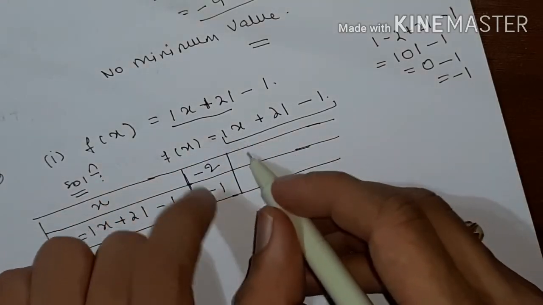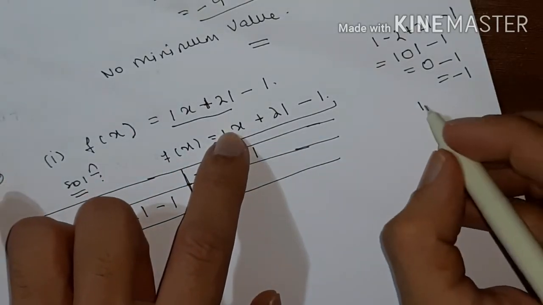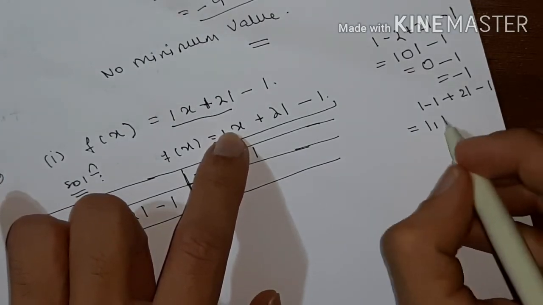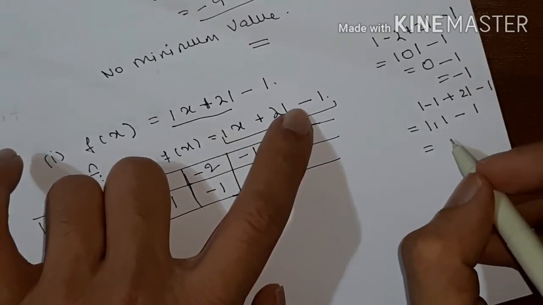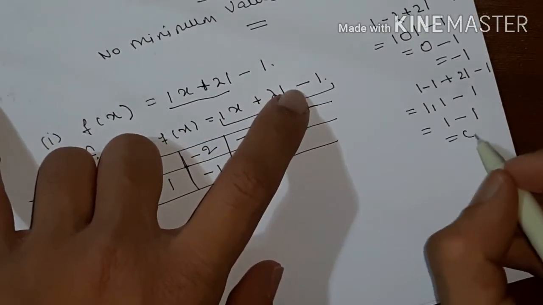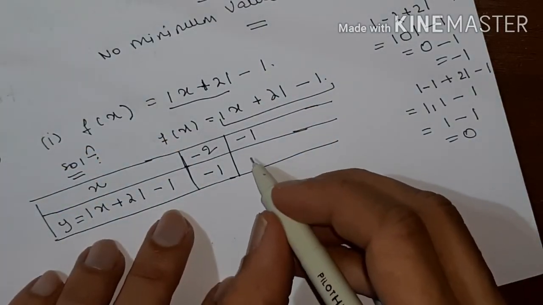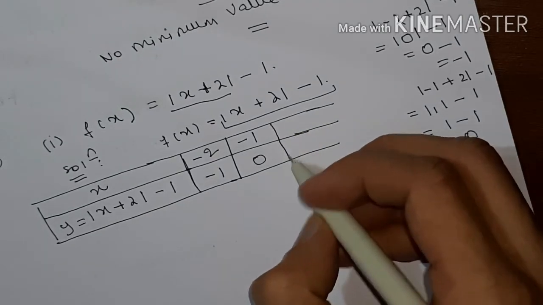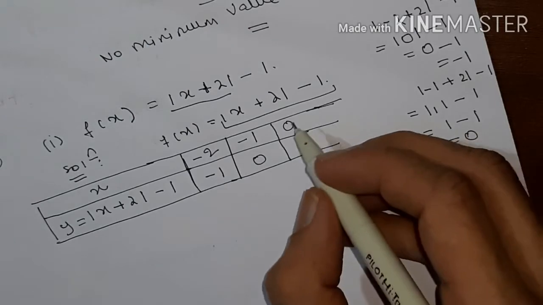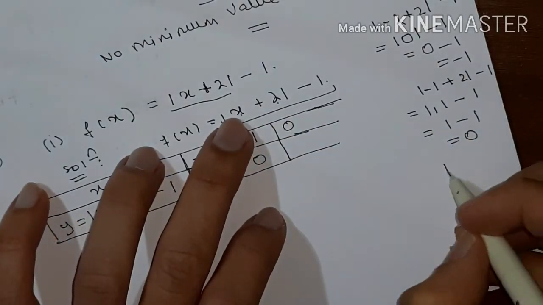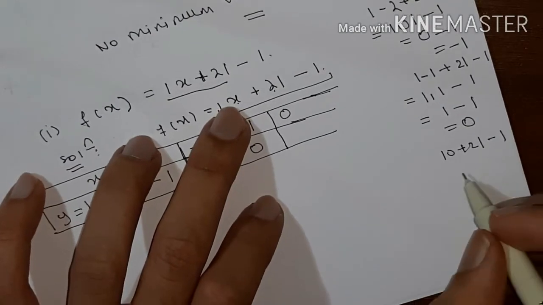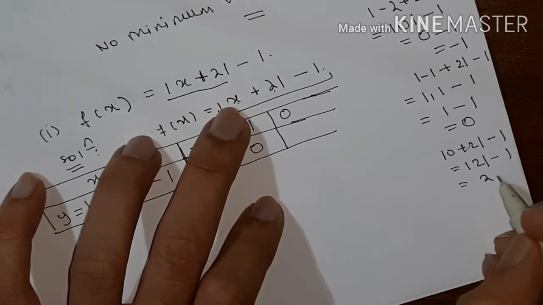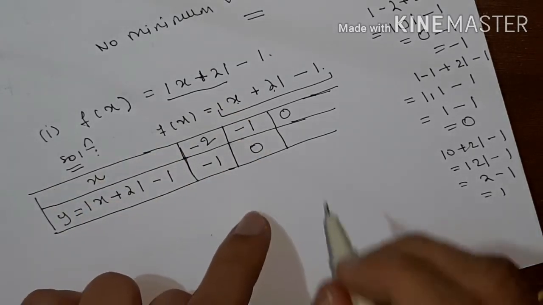Now if you take minus 1 for x, what you will get? Modulus of minus 1 plus 2 minus 1, which is modulus of 1 minus 1, that is 1 minus 1, which is 0. So for minus 1 the value of the function is 0. Now suppose you take 0 for x, what you will get? Modulus of 0 plus 2 minus 1, which is 2 minus 1, which is 1. So you are getting 1.